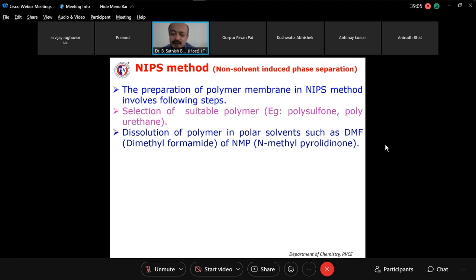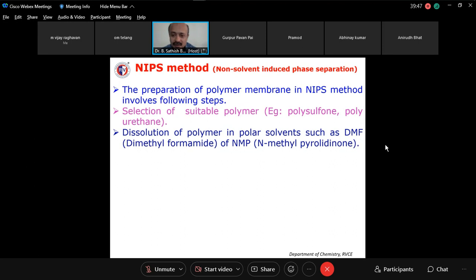Can you give me some examples of non-polar solvents? CS2, benzene. Yes, benzene is a non-polar solvent. Very good. All alkanes, so hexane, heptane, octane, nonane, all these are non-polar solvents. They are not miscible with water. Here we are taking a polar solvent. You have to identify one polar solvent in which the polymer should be soluble.